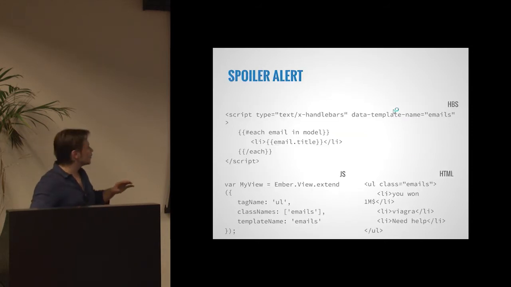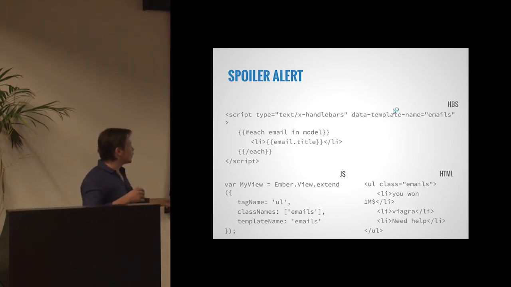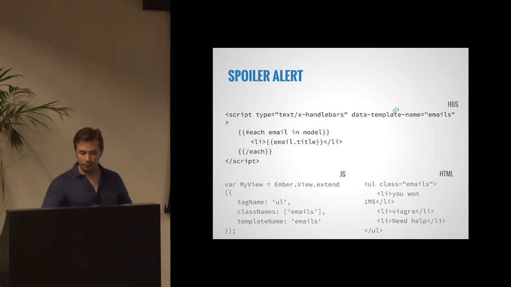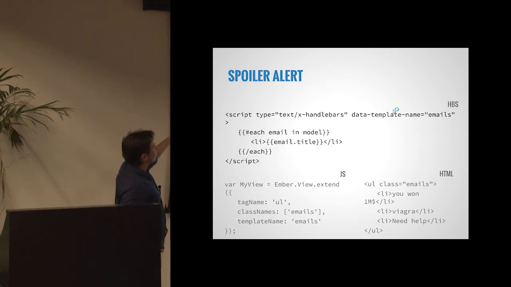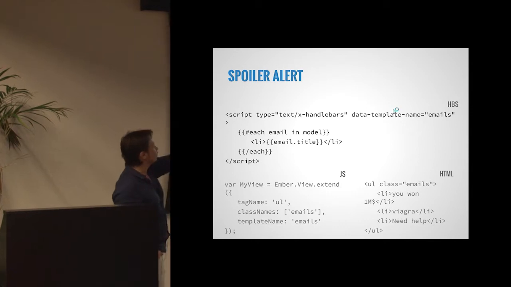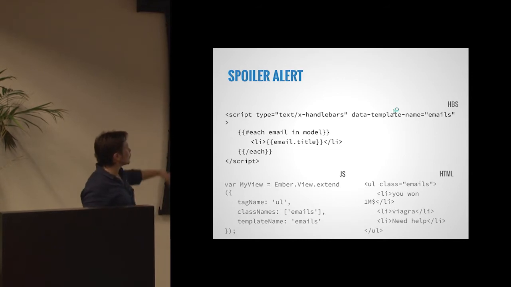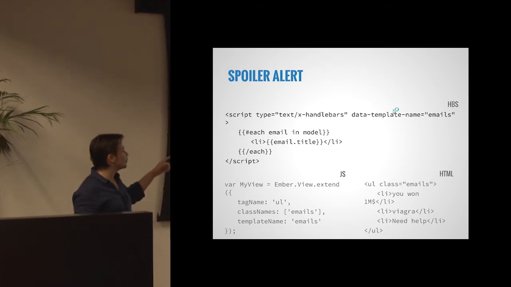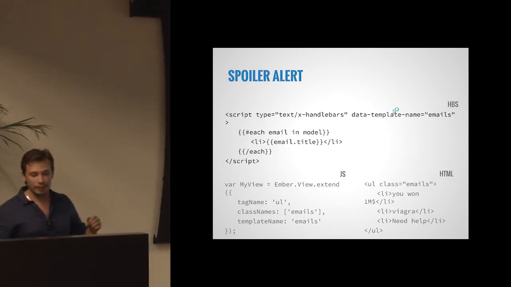So instead of waiting till the end of the presentation to see the code example and understand how it works, I'm going to give you a spoiler alert and explain the relationship between the Handlebars template and the JavaScript object, and what it means that you have a wrapping element around your template. So let's say from the very beginning I have a template with the name emails, the same way as Oren talked. And inside I have a for each loop in Handlebars, which goes over the model, which contains emails. And in the list item, it prints the email title.